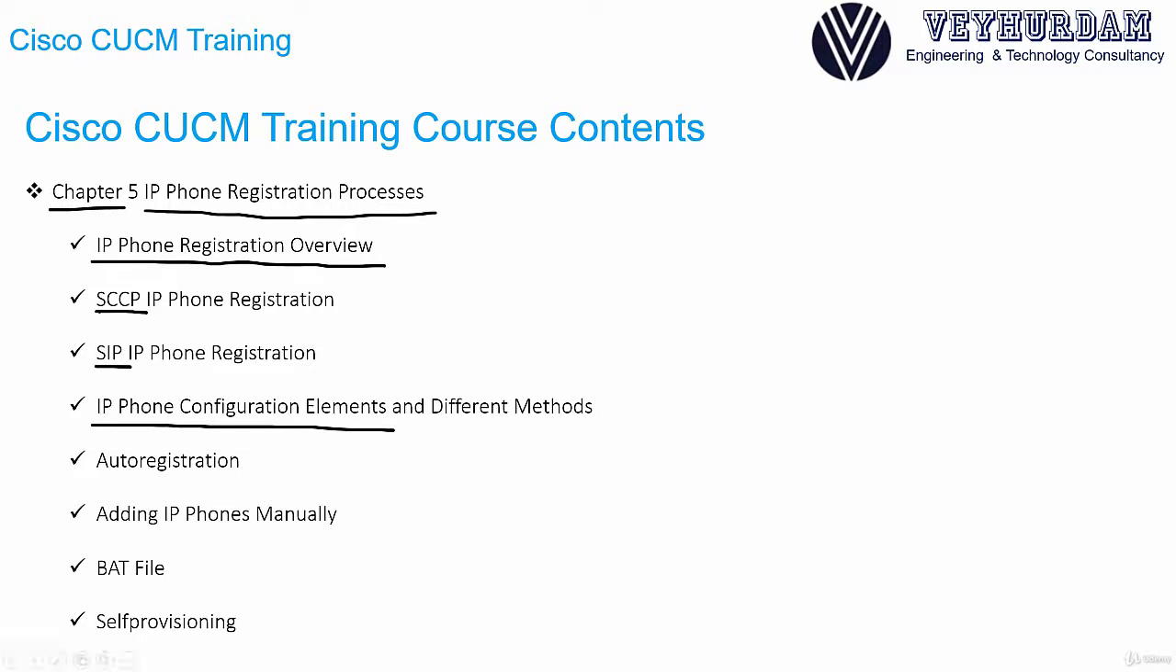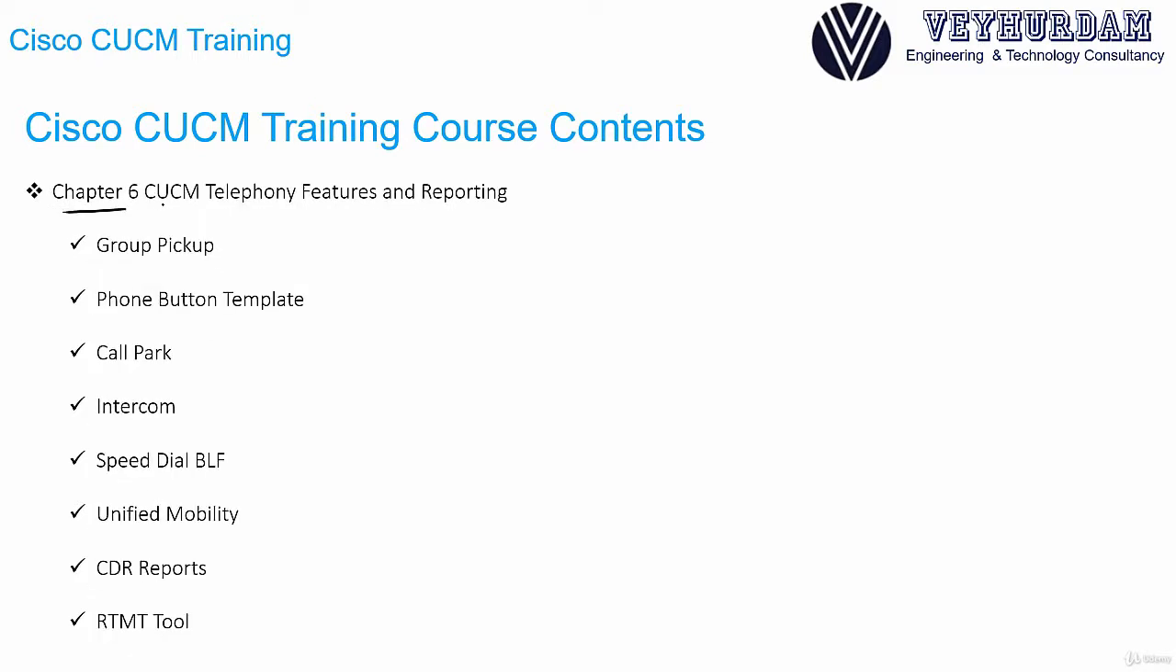Then we will go over IP phone configuration elements. What are those? And we will see it on CUCM GUI. What are the different configuration elements such as soft key template, button template, the MAC address, the line configuration, and we will go over different methods for IP phone configuration. What are those different methods? Auto registration, adding the IP phones manually, using the bulk administration tool, and using self-provisioning. And then we will go into detail of each different method one by one.